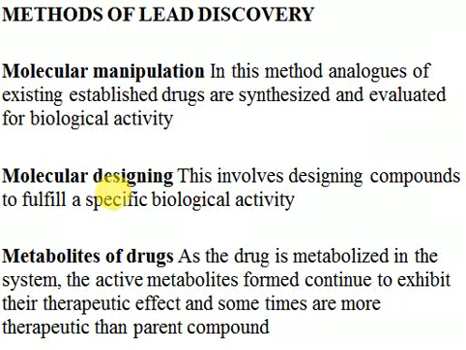The basic theme of the metabolites of the drug is that the drug is metabolized inside the body. When the drug is metabolized, we get different metabolites of the drug, and it is possible that those metabolites may have better biological activity than the parent drug as well. So once the drug is metabolized inside your body, we identify the metabolites and check their biological activities as well. It is possible that one or more of the metabolites are more potent or more effective than your parent drug. So this method is called the metabolites of a drug method.